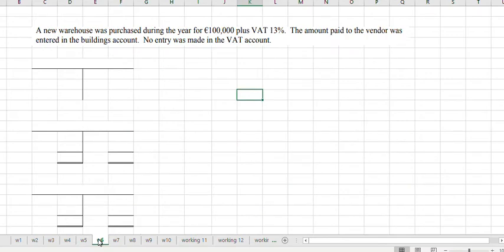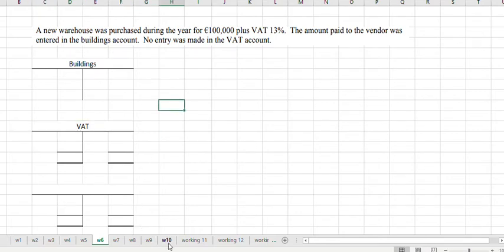A new warehouse was purchased during the year for 100,000 plus VAT. The amount paid to the vendor was entered in the buildings account. No entry was made in the VAT account. So, simple mistake made here with buildings and with VAT.